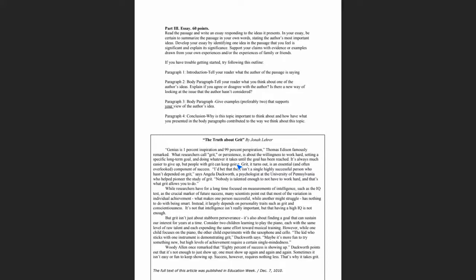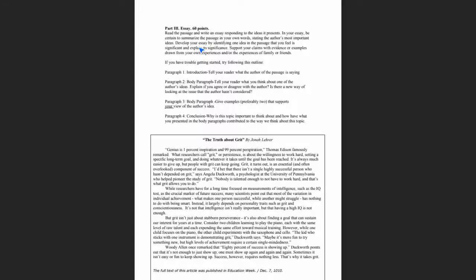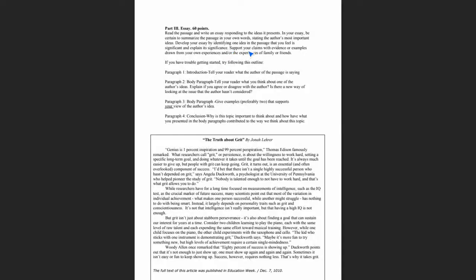So what part 3 will tell you to do is read the passage and write an essay responding to the ideals it presents. In your essay, be certain to summarize the passage in your own words, stating the author's most important ideas. Develop your essay by identifying one ideal in the passage that you feel is significant and explain its significance. Support your claims with evidence or examples drawn from your own experiences or the experiences of family or friends.